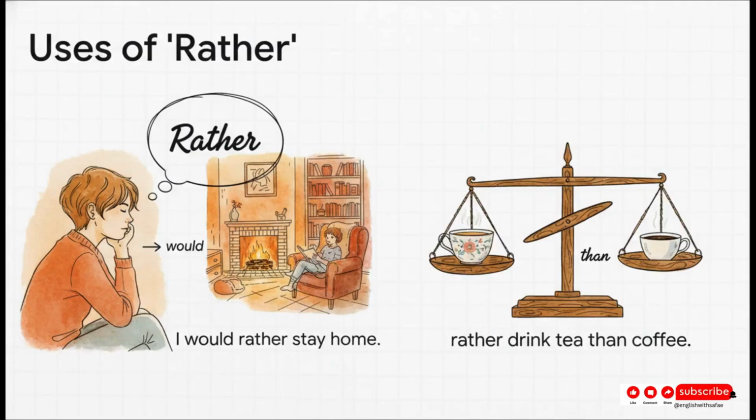You'll pretty much always see it hanging out with the word would, like in I would rather stay home. And when you want to compare what you want to something else, you bring in the word than. For example, I would rather drink tea than coffee. That structure is just incredibly useful for making your preferences crystal clear.